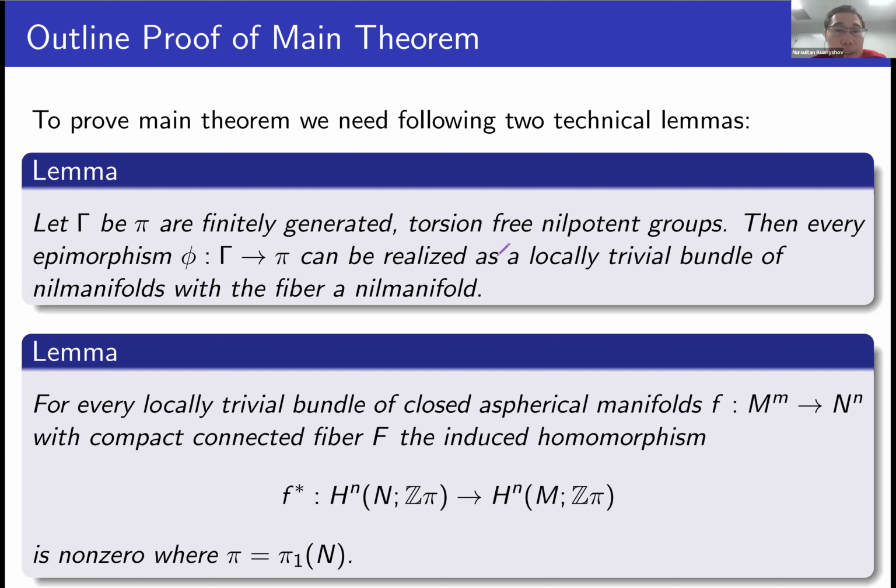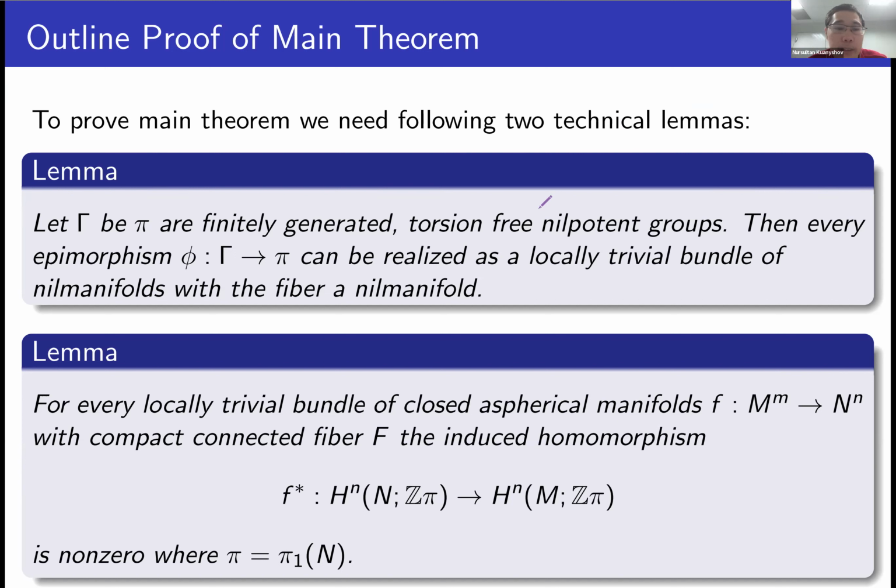From these two, we can see that to prove our theorem, we have to consider just the epimorphism. But if we consider epimorphism, the first lemma says that it can be just a locally trivial bundle of nilmanifold with fiber a nilmanifold. Well, we know that a nilmanifold is compact.